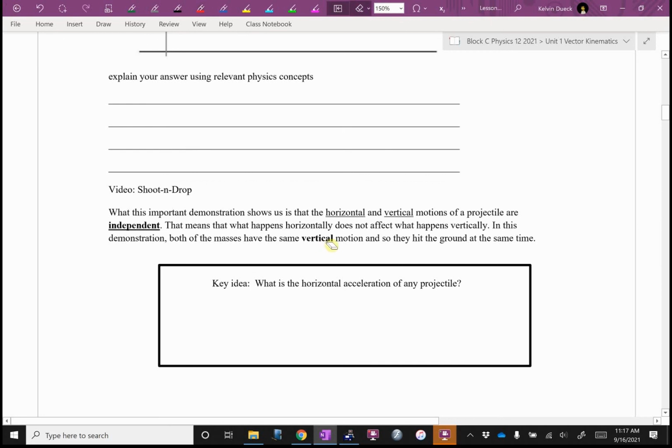Both masses have the same vertical motion. Both of them traveled that path. So they have to hit the ground at the same time. Key idea number 1. First of all, what's the vertical acceleration of any projectile? You all know this from Physics 11.